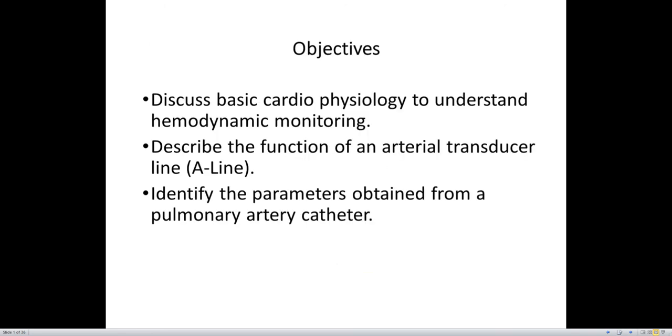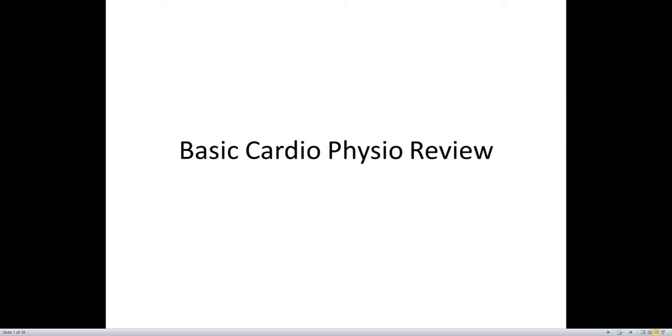The objectives of this presentation include: discuss the basic cardiophysiology in order to understand hemodynamic monitoring, describe the function of an arterial transducer line, A line, and identify the parameters obtained from a pulmonary artery catheter. So let's start with a basic cardiophysiology review.